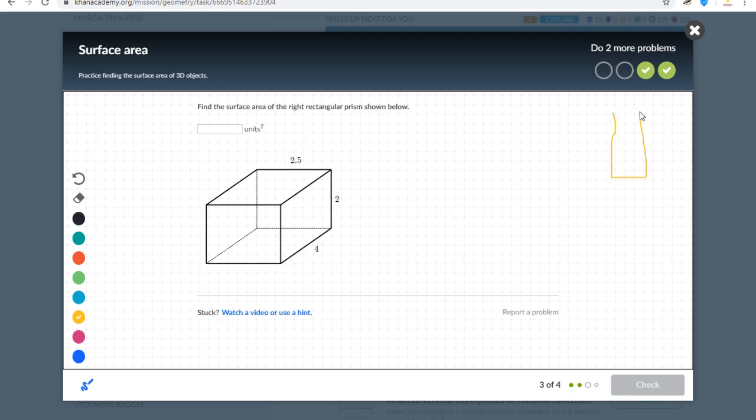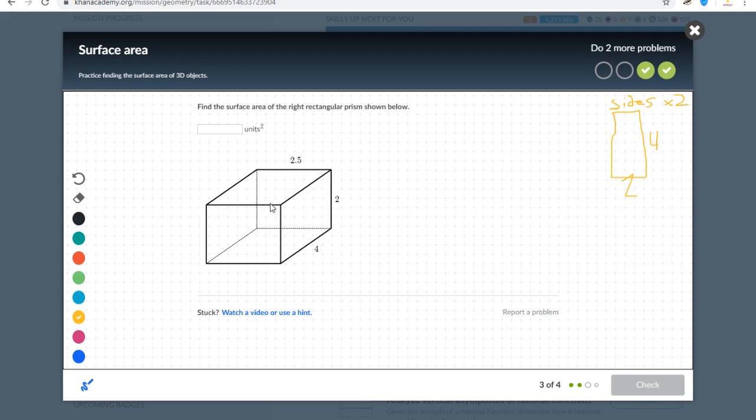So let's call this our sides, because we know we'll have 2 of these. Sides. So whatever we get from here, we're going to multiply it by 2. So we know it's 2 tall and 4 across.